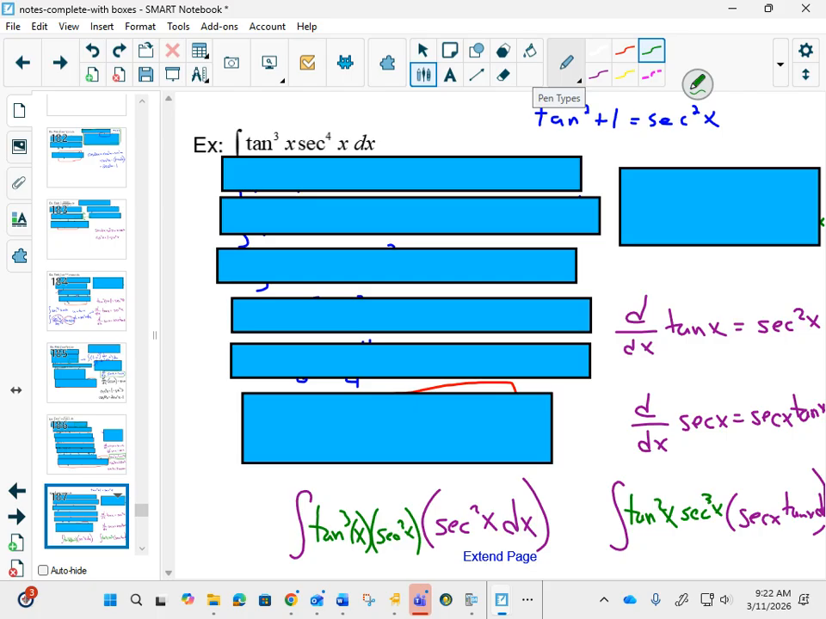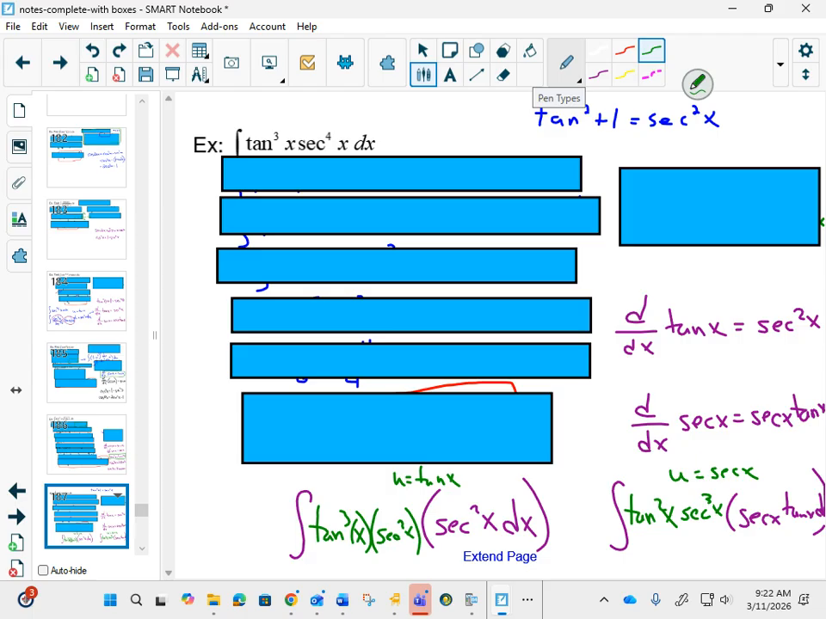This one, you would make your u tan x, right? Because that's my secant squared dx. This one, I would make my u secant x.